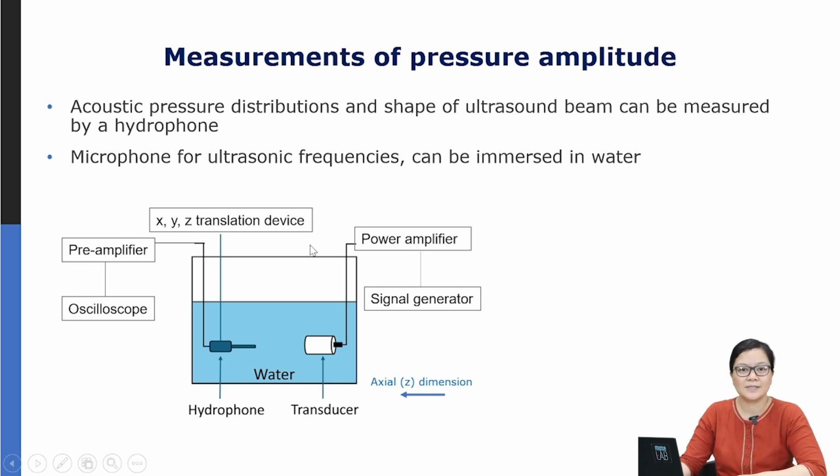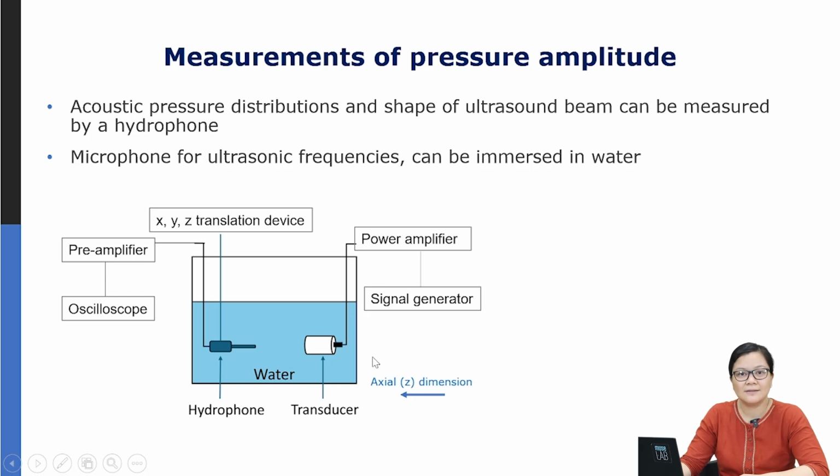So a typical ultrasound experiment would look something like this. In this schematic, we have both the hydrophone and the transducer of interest immersed in the water tank. Now, this transducer is excited by a signal generator, which you can use to generate the ultrasound pulses that you will send to the transducer. And a power amplifier here is needed to amplify the signal to the transducer.